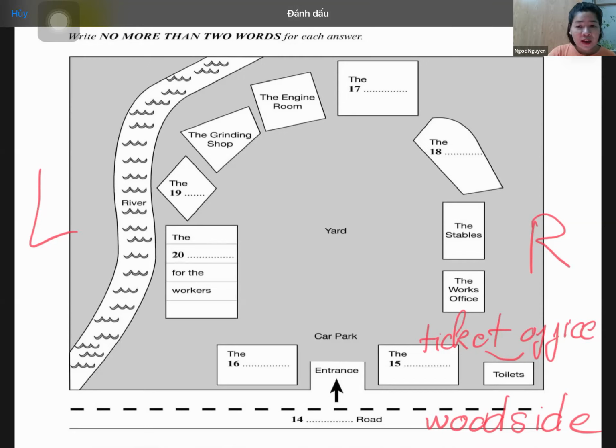And now to the left of the entrance, Lê Hương Giang, please. What is the name of the place to the left of the entrance? Lê Giang? I don't know.